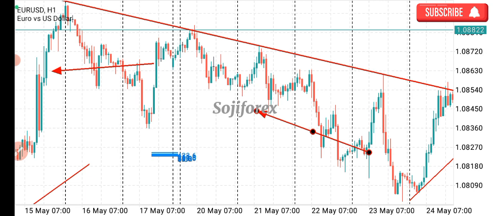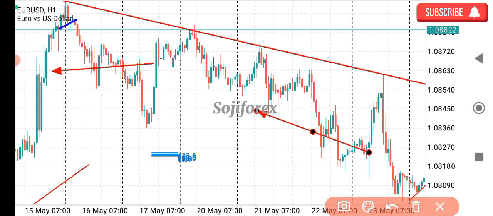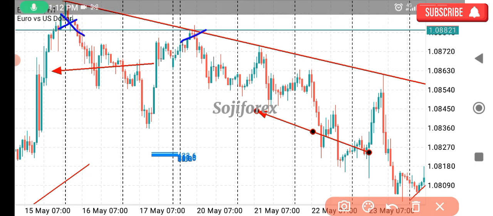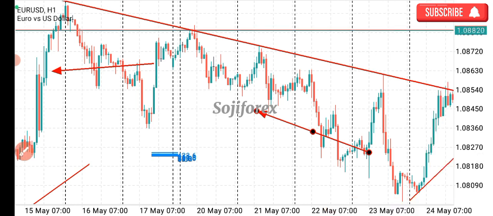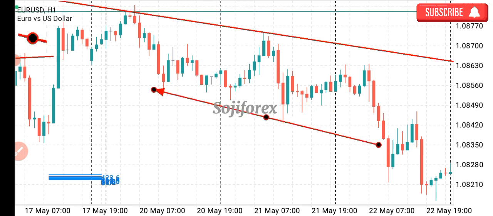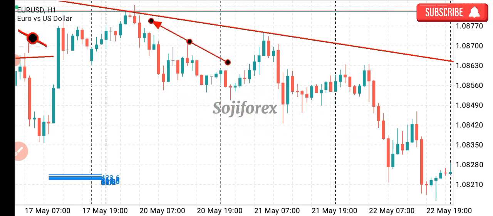Which means we don't have entry here and we don't have entry here, because that is the point where we connect our trend line. But at this point is our first entry, and we will be patient enough to see price pull back into that zone, and here, just as you can see, price came down and pulled back into this zone.